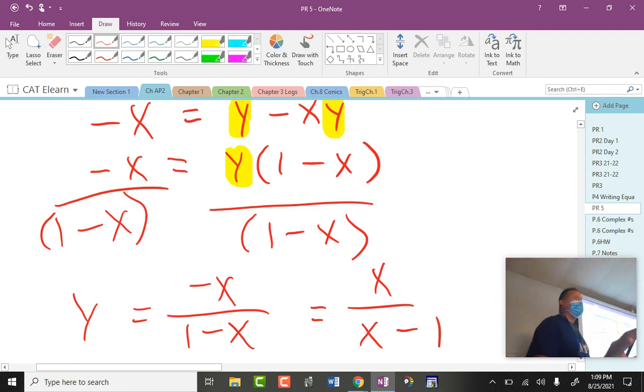Are you with me? If I pull out a negative 1, the negatives will cancel, and I pull out a negative 1, that becomes x minus 1.